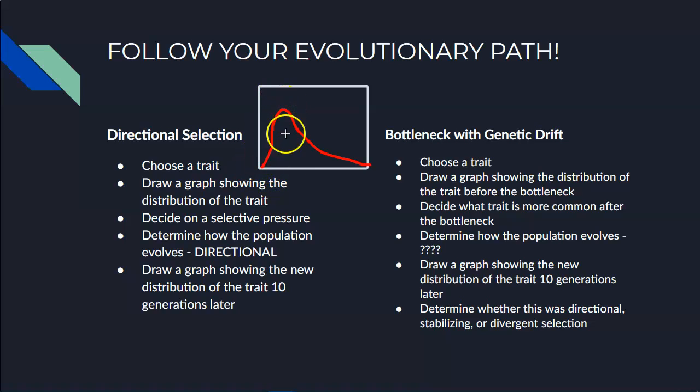So most of the tomatoes for this plant are in the relatively small size. Our y-axis, remember, is frequency or percentage of the population. The next step was to decide on a selective pressure. Well, in this case, I'm going to make the selective pressure a raccoon that favors a particular size of tomato.